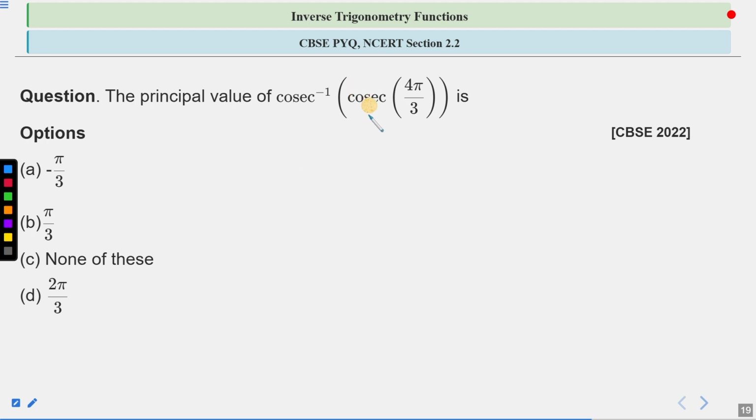See, first we will try to see whether this 4 pi by 3 is lying between minus pi by 2 to pi by 2 or not, right? If this 4 pi by 3 does not lie between minus pi by 2 to pi by 2, we will try to convert this in the interval minus pi by 2 to pi by 2, right? And after converting this in the interval, we can easily write cosec inverse cosec theta as theta. Clear? So in this way, you can try to approach this question.